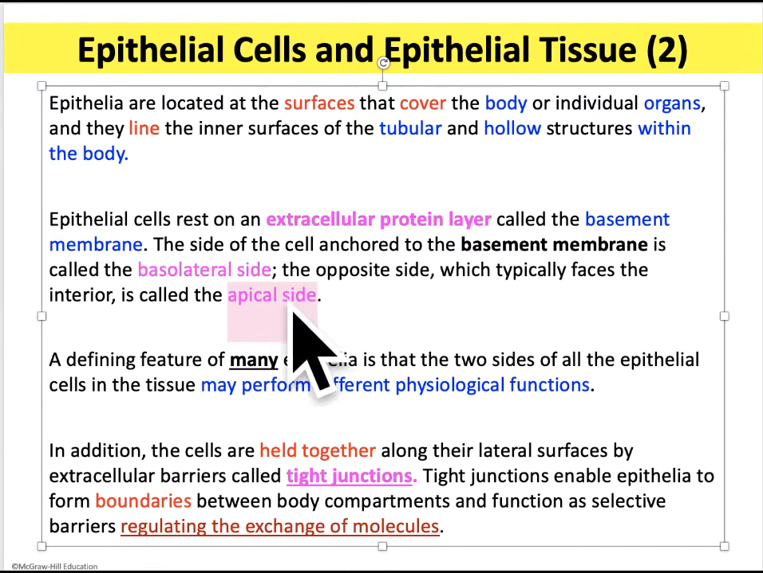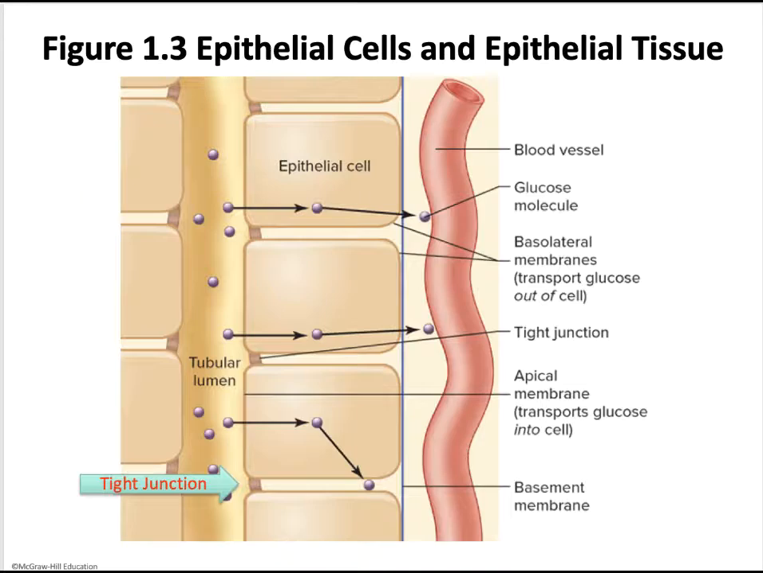The apical surface. It's away from the basement membrane. The side of the cell that rests on the basement membrane directly is called the basal side. And the side walls of the cell are called the lateral walls. So if we go to the next figure here, we can use this diagram to help us understand that.